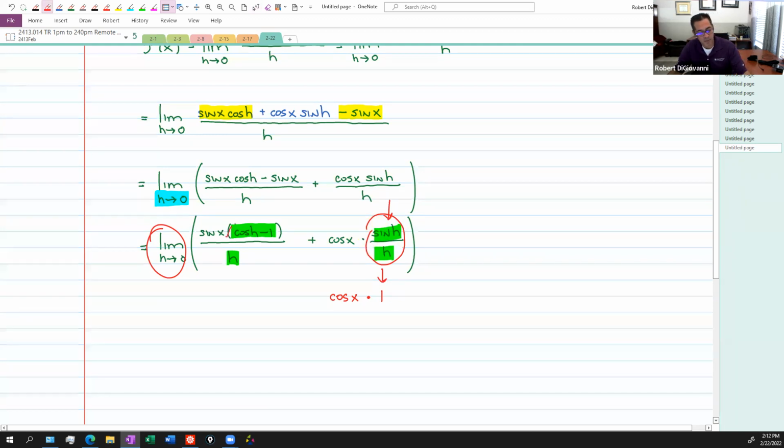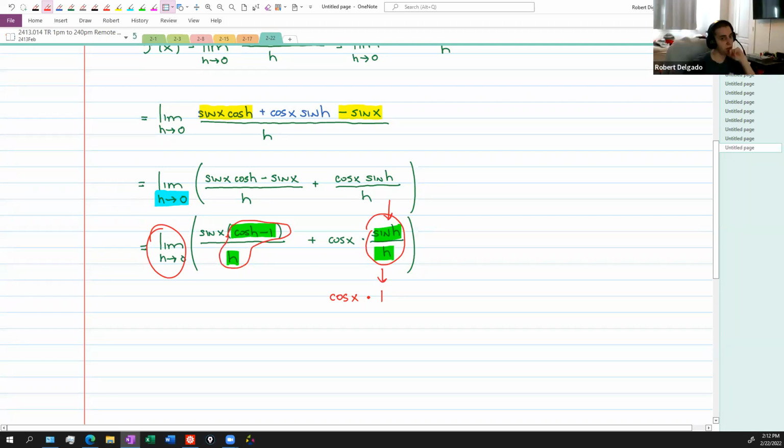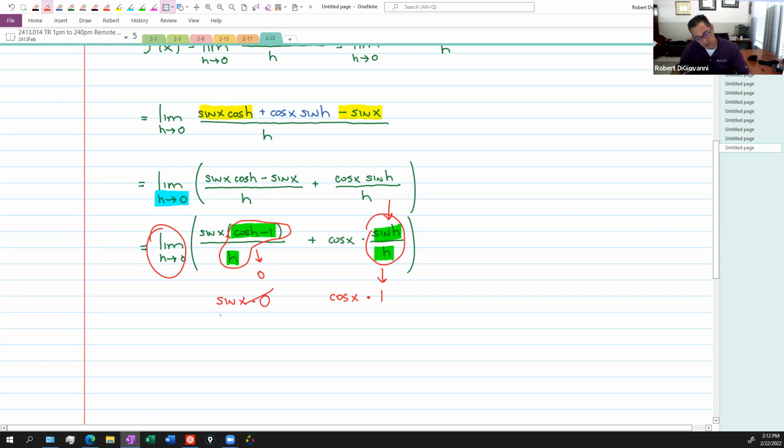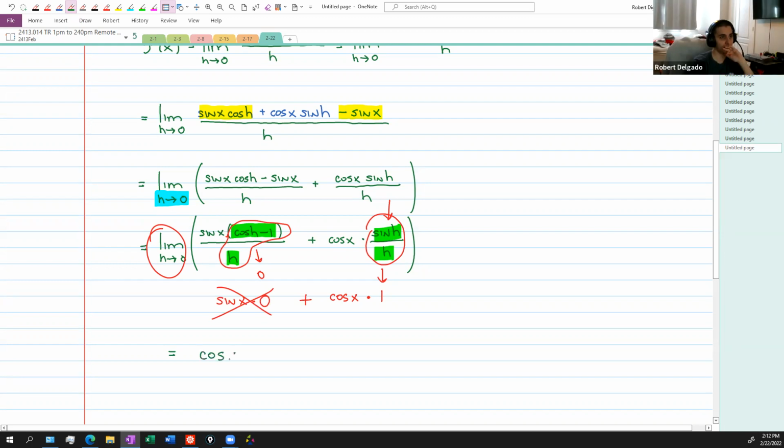Now, does anyone remember this one? What cosine of h minus 1 over h goes to? 0. 0, Ash, very good. That goes to 0. And if that goes to 0, we get sine of x times 0, which kills that off. And then we have plus cosine of x times 1. So what's your answer? Cosine of x.